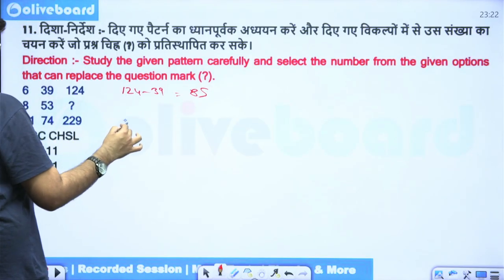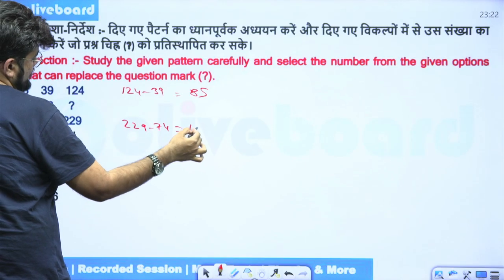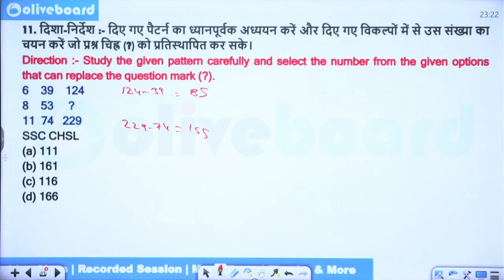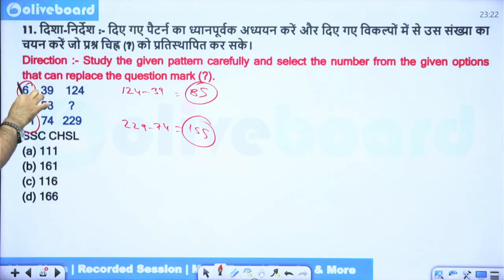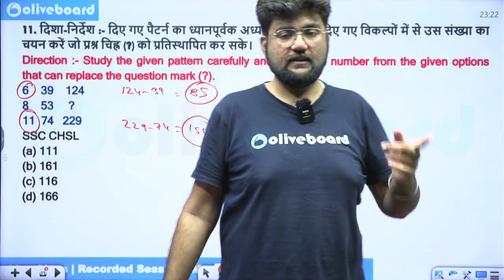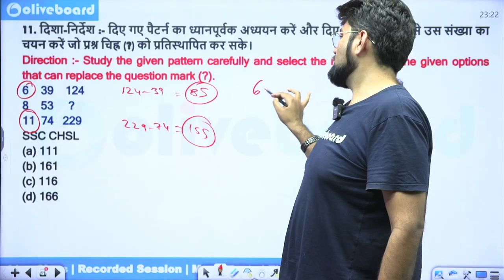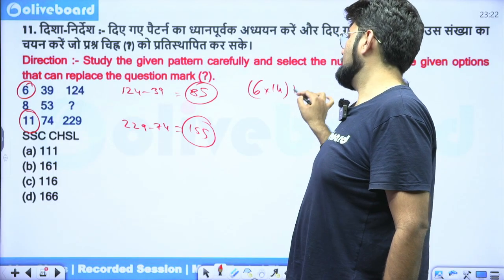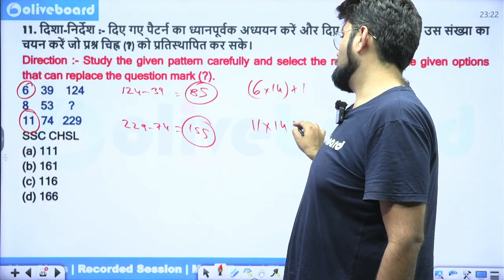And 229 minus 74 is 155. Okay. Now look at 6 and 11 and 85 and 155. What can we see? With 6 and 85, if you're good with numbers, if you're good with tables, you will realize that 6 into 14 is 84. How to reach there is, if we multiply 6 with 14 and add 1 to it, we'll get 85. Confirm it here. If you multiply 11 by 14, we get 154, and we add 1 to it, we get 155.